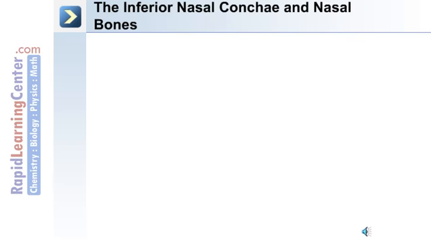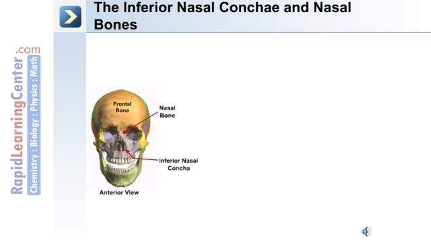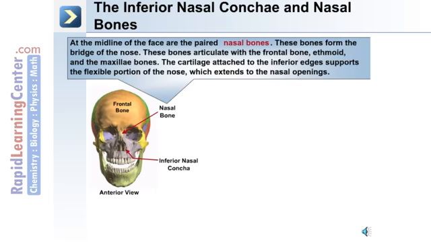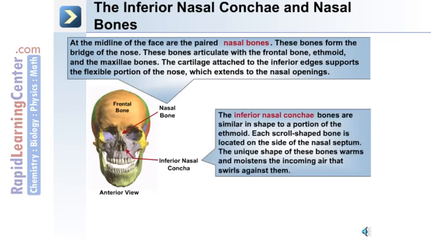The inferior nasal conchae bones and the nasal bones. At the midline of the face are the paired nasal bones, and they form the bridge of the nose. These bones articulate with the frontal bone, the ethmoid bone, and the 2 maxilla bones. The cartilage attached to the inferior edge supports the flexible portion of the nose, and this extends to the nasal openings.